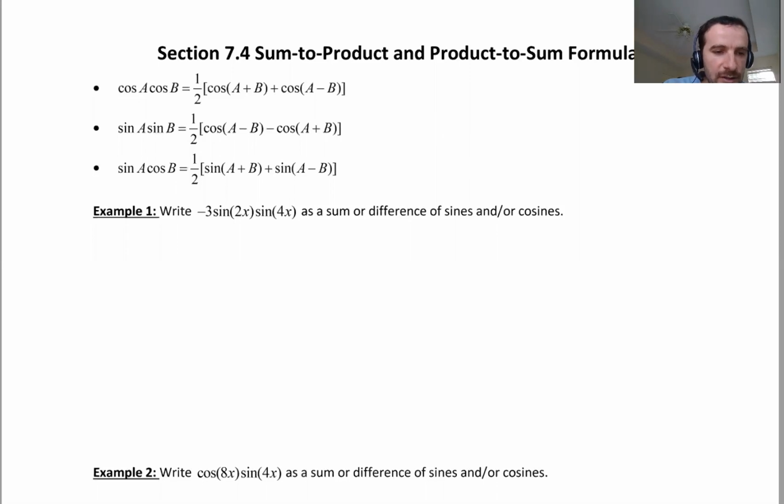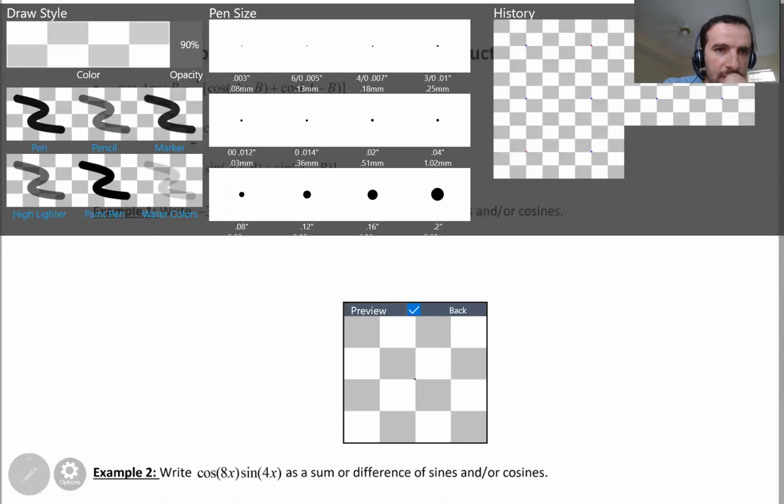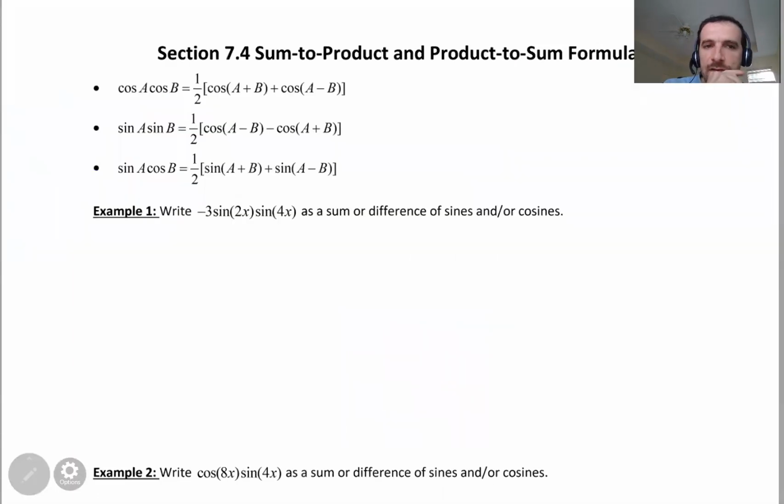First of all, let me pick my color first. Okay, so first of all, the product to sum formulas.